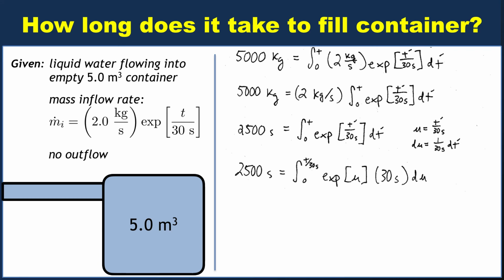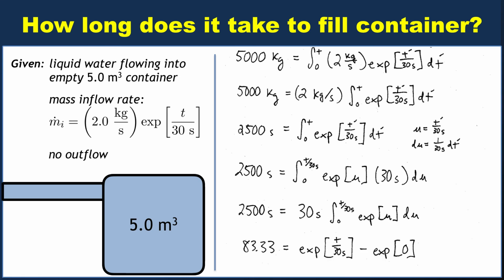I changed one of the limits of integration. Remember, you have to do that with the substitution for a definite integral. So it now goes from 0 to t over 30 seconds, but now it's just e to the mu. And we have a constant of 30 seconds out there, d mu. So we can pull that constant out. All right, we'll divide both sides by 30 seconds. That gives us 83.33 unitless.